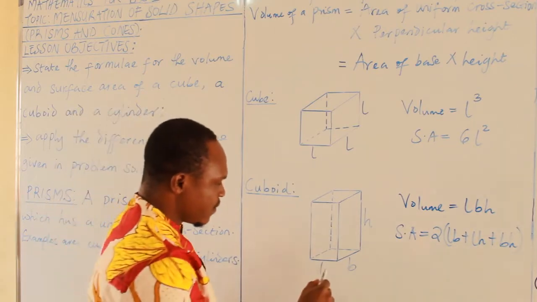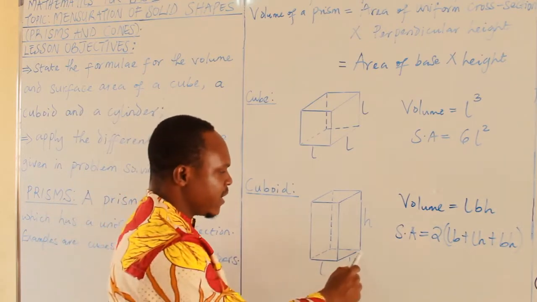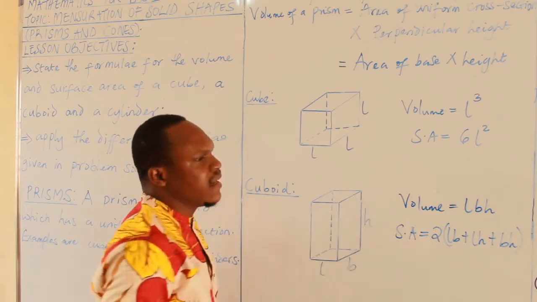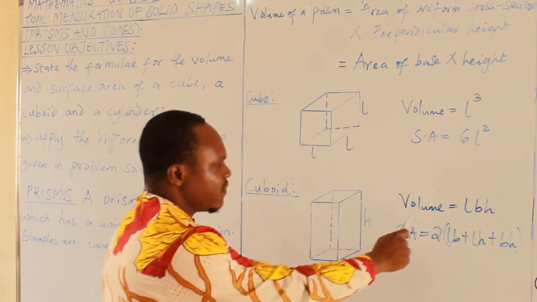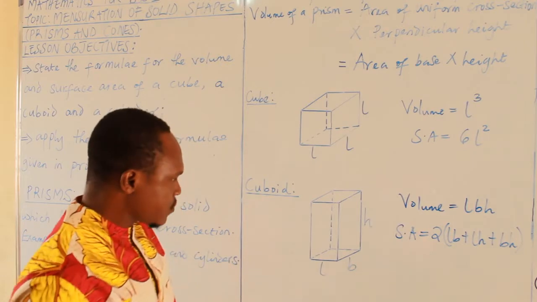I repeat, we have the length multiplied by the breadth and finally multiplied by the height of the cuboid. That's why we have the volume as LBH.